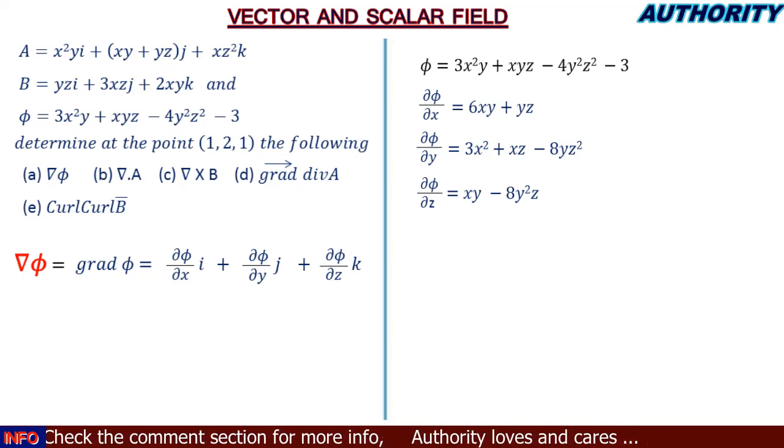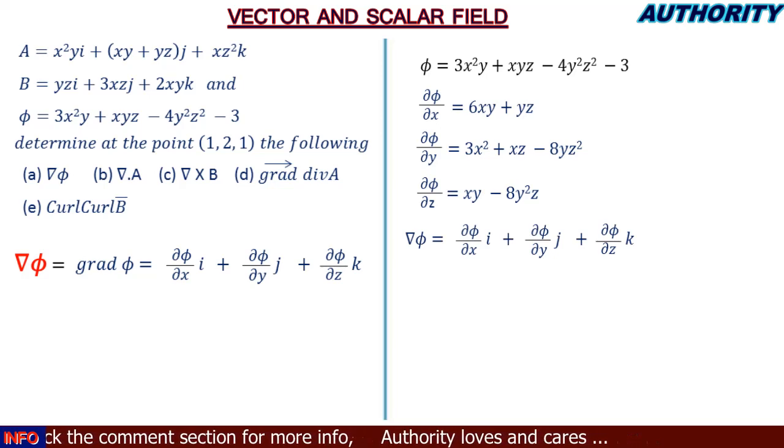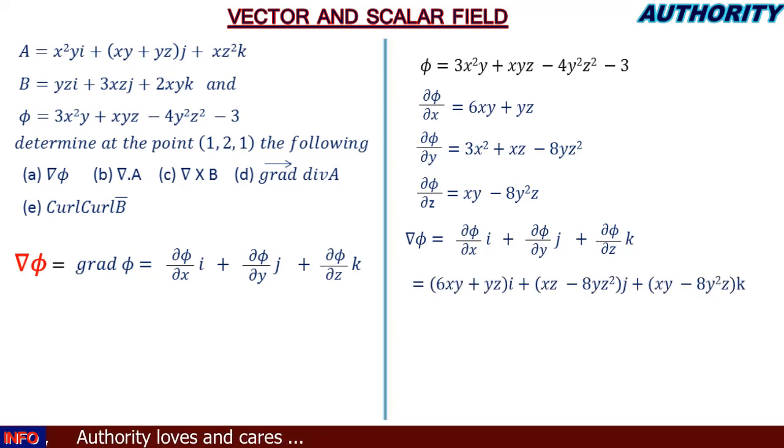Now, the gradient of phi is the partial derivative of phi with respect to x on i component plus the partial derivative of phi with respect to y on j component plus the partial derivative of phi with respect to z on k component. So we have found the partial derivatives with respect to x, y, and z. With respect to x is on i component, we put it this way. With respect to y is on j component, we put it this way. And with respect to z is on k component, we put it this way. So this is what we have.